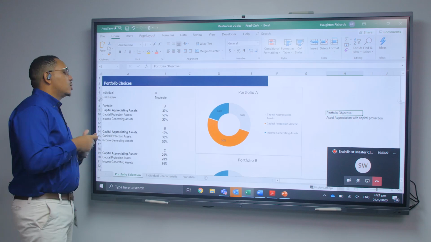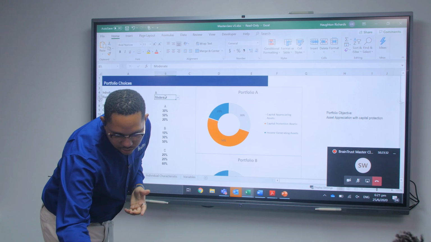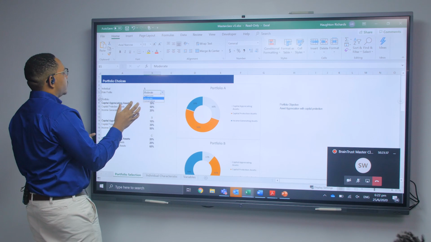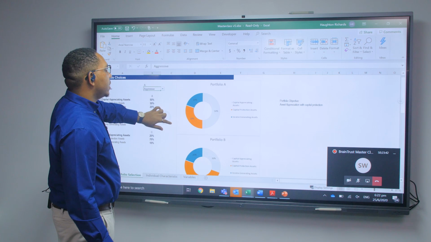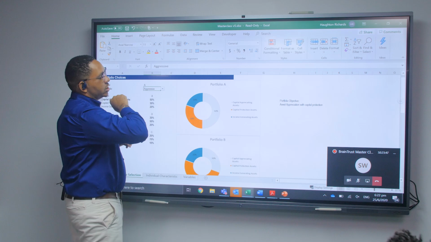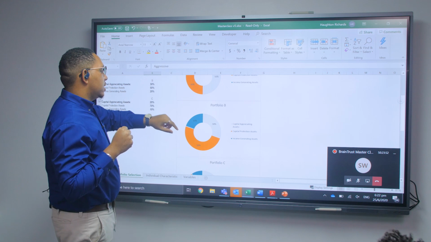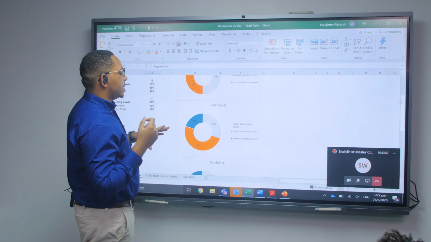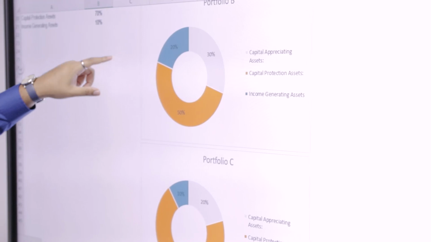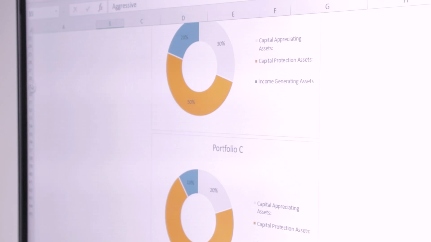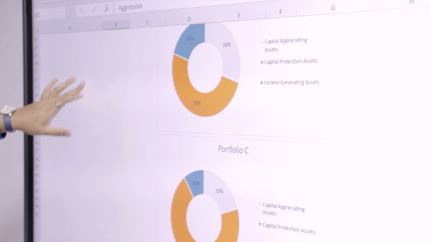Now we need to determine what risk profile we're going to give this person, because the risk profile is going to then determine what portfolio we pick. For example, if we have a risk profile of aggressive, these are your potential portfolios. Portfolio A, where 30% is capital protection assets, 50% is capital appreciation, 20% is income generating; or portfolio B is 50% capital protection, 20% income generating, and 30% capital appreciating assets; or it could be portfolio C, where almost 70% is capital protection, 20% is capital appreciating, and then 10% income generating.